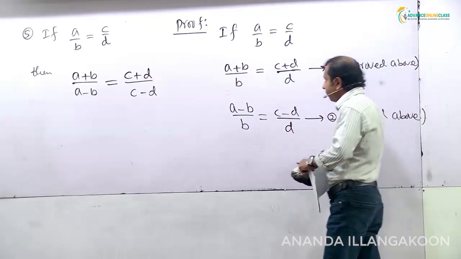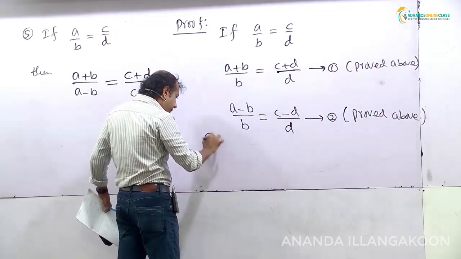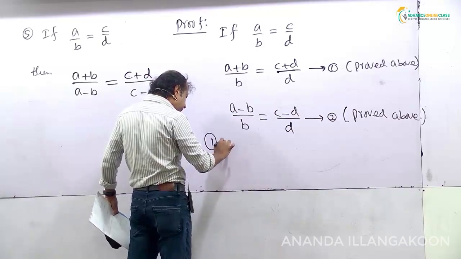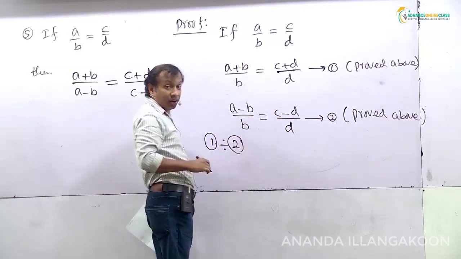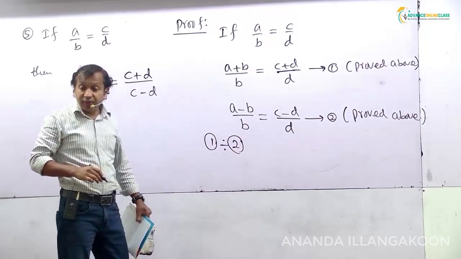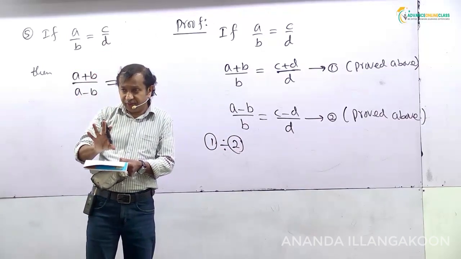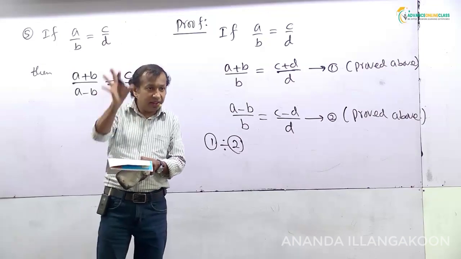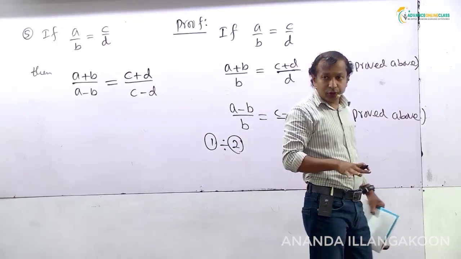Now people, divide number 1 by number 2. You know how to divide two equations. How to divide two equations, people? In the equations, left-hand sides we divide. Similarly, right-hand side we divide separately. That's how we divide two equations.